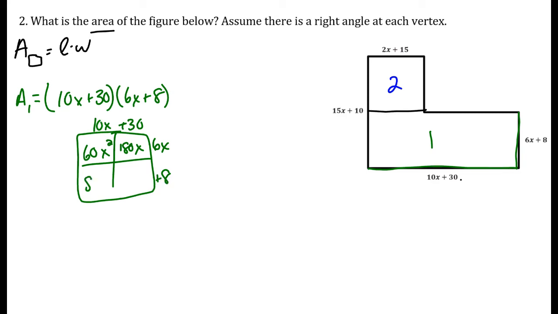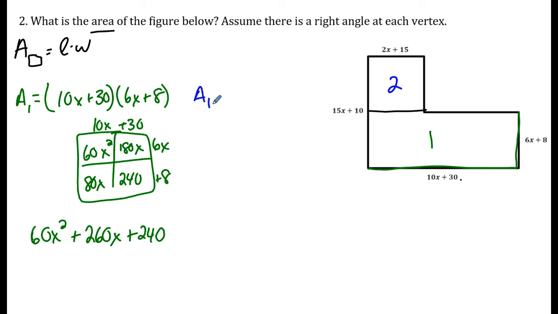180x, 80x, 240x. So the area of the green rectangle there is 60x squared plus, add those two x's together, 180 plus 80 is 260x plus 240. Great, that wasn't terrible. Now I have to find the area of the blue rectangle.